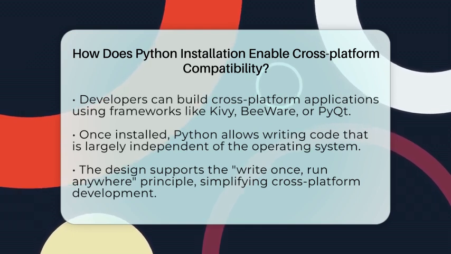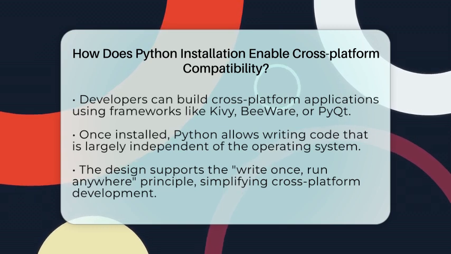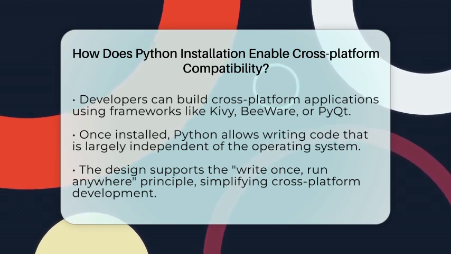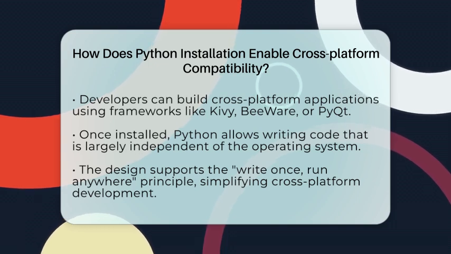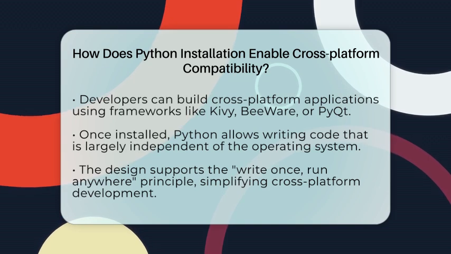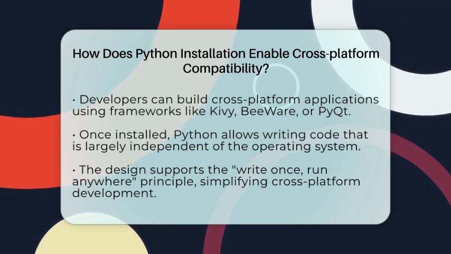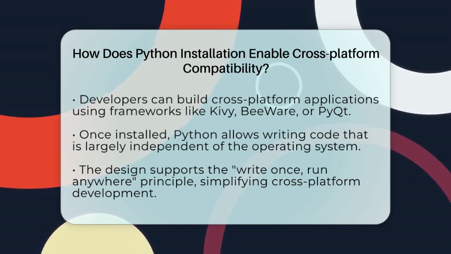In short, Python's installation process and its design make it easy to run the same code on different operating systems. It provides a consistent interpreter, manages platform-specific details behind the scenes, and supports a packaging system that respects differences. This setup allows programmers to write once and run anywhere, which is a key part of Python's core principles.